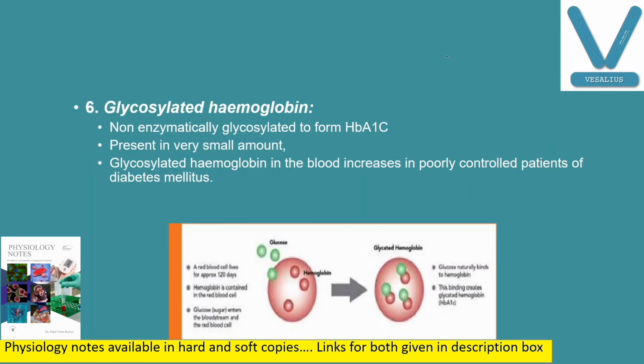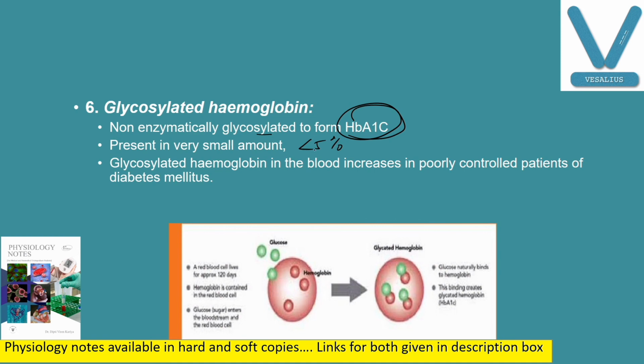Another variety is glycosylated hemoglobin. What is this glycosylated hemoglobin? That is the non-enzymatic binding of hemoglobin with glucose. Okay, and this is also known as HbA1c. That is present in a healthy individual. It is present in a very small amount, less than 5%.